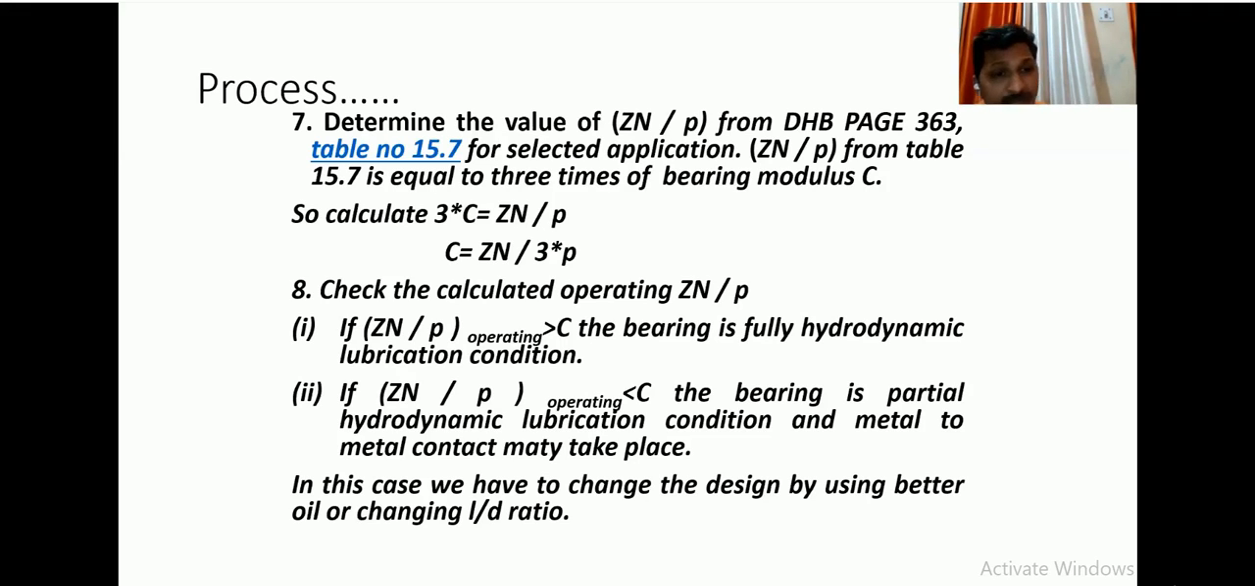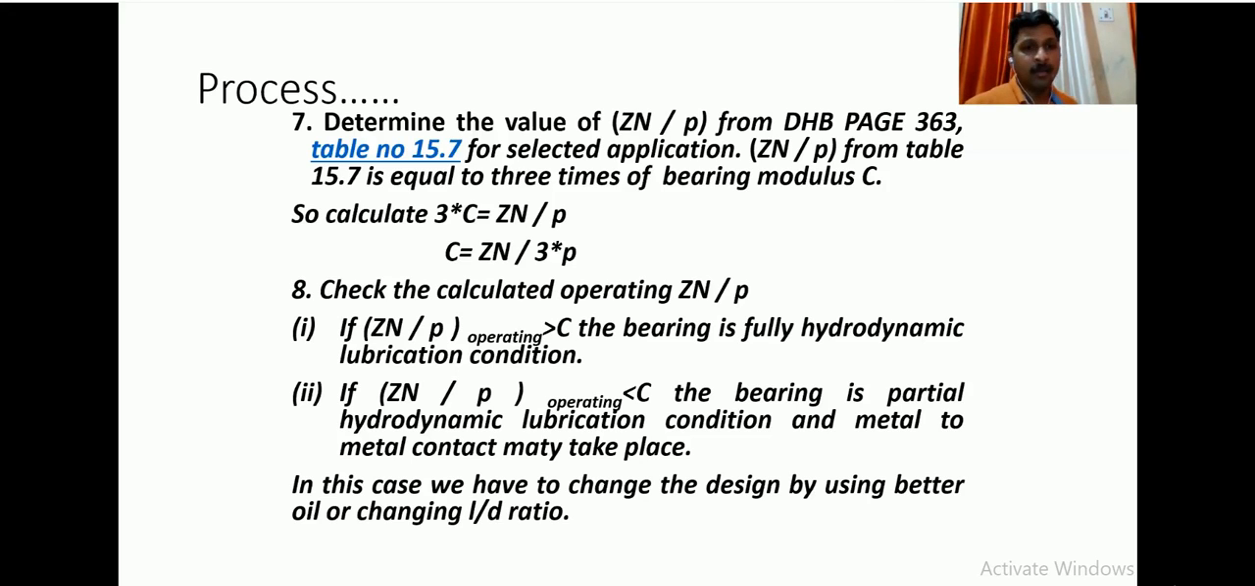We have to use step number 7 and 8 only when the application is known, because if the application is not known, we are not able to find out the bearing modulus. Either it will be given in the problem that the bearing modulus for the particular application is that much, then only we can find out whether the bearing is working in the hydrodynamic condition or partial hydrodynamic condition. Okay, if the application is not known, we do not have to carry out these step number 7 and 8.